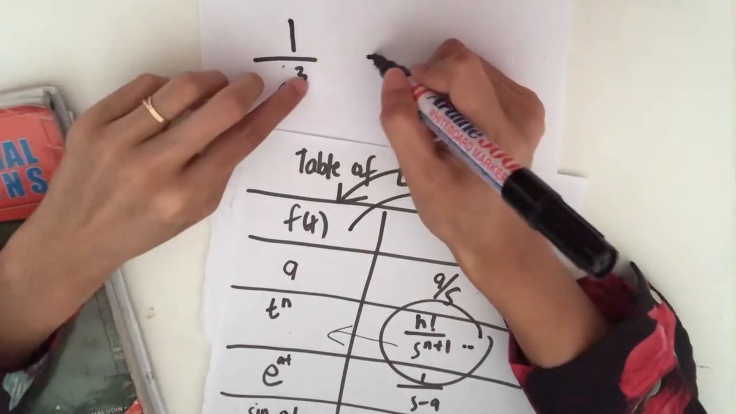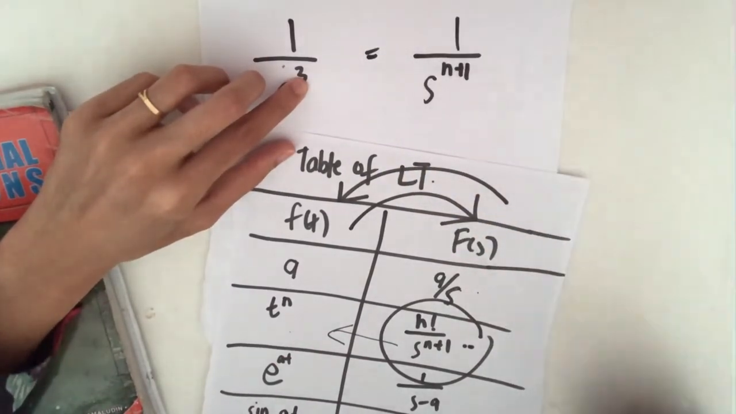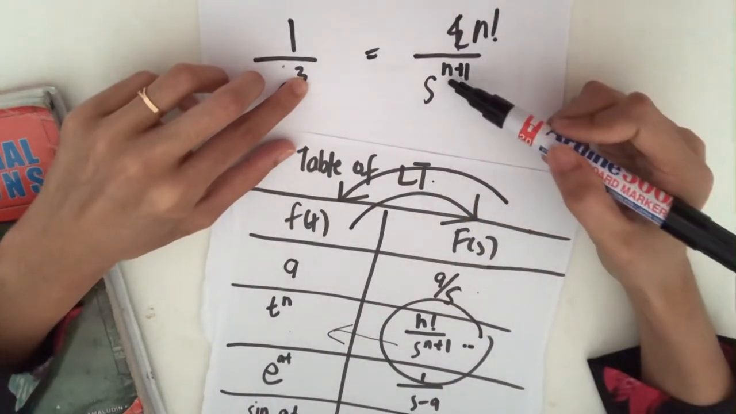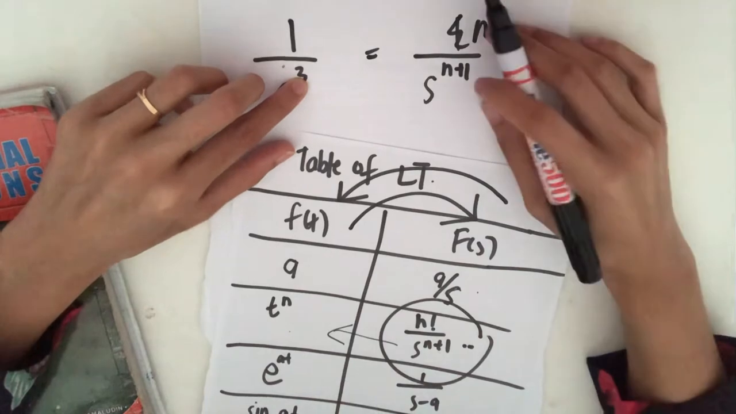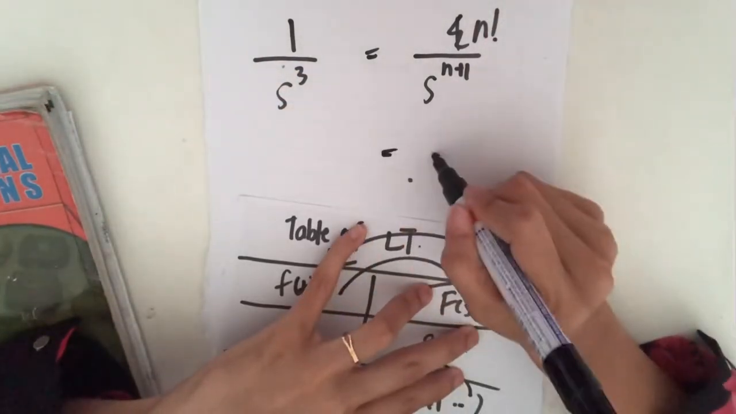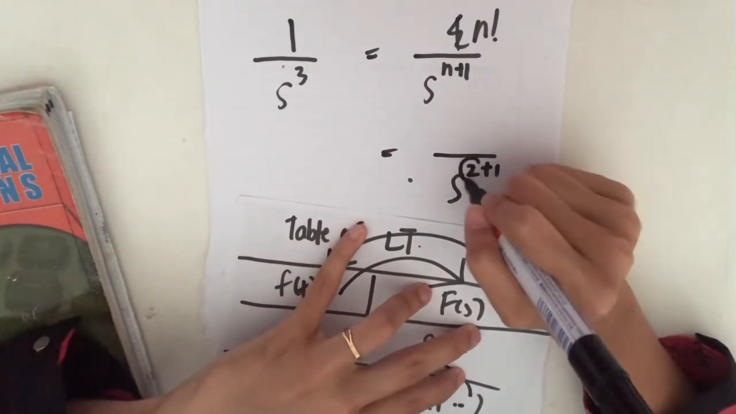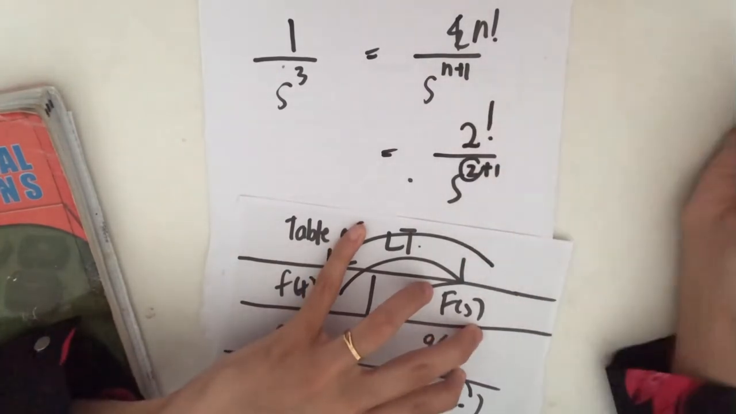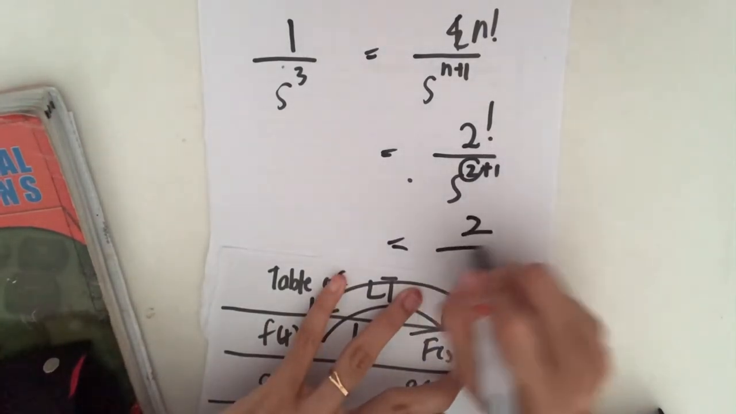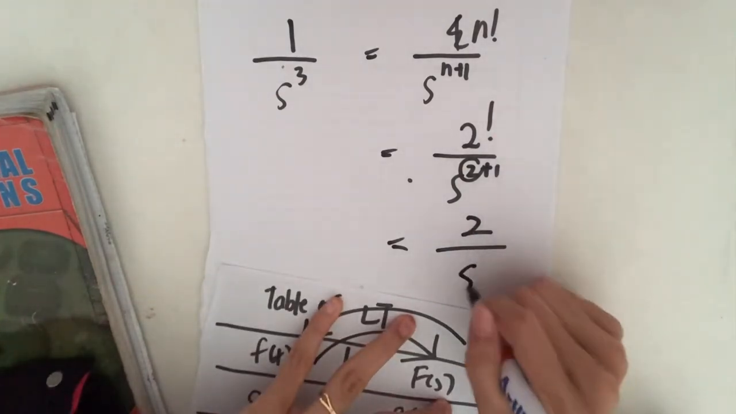So that means this one must be n plus 1. Here we have n factorial, but this one must be n plus 1. So you have s cubed, which means s to the power of 2 plus 1, so your n is supposed to be 2. Then we know that 2 factorial is equal to 2. Using a calculator, you just calculate 2 factorial, so you get 2. And this is s cubed.